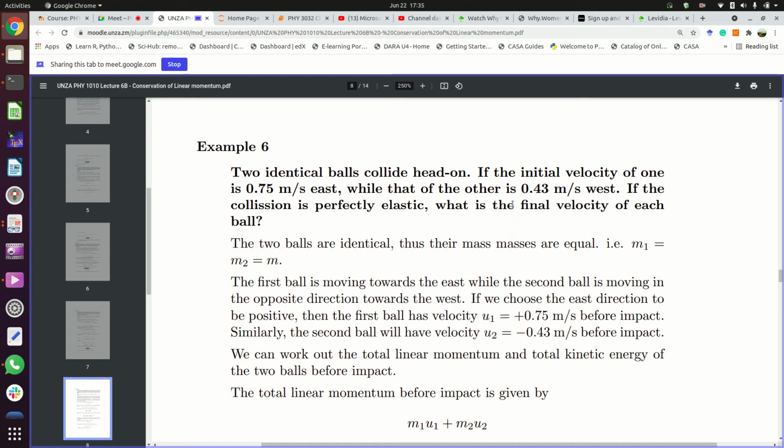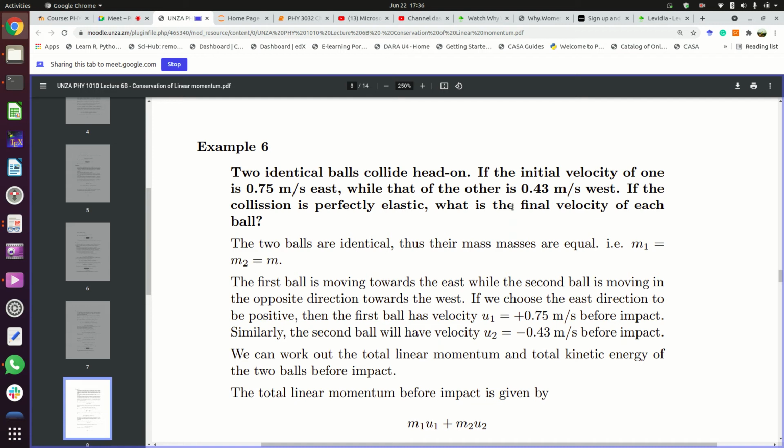So, the first thing is, these balls are going to collide. That's what you're told. They collide head-on. So there's going to be a collision. If there's going to be a collision, then there has to be conservation of linear momentum. The other thing we are told is that this collision is perfectly elastic. What that means is that the total kinetic energy before the collision and the total kinetic energy after the collision is the same. Now, how do we denote these velocities?